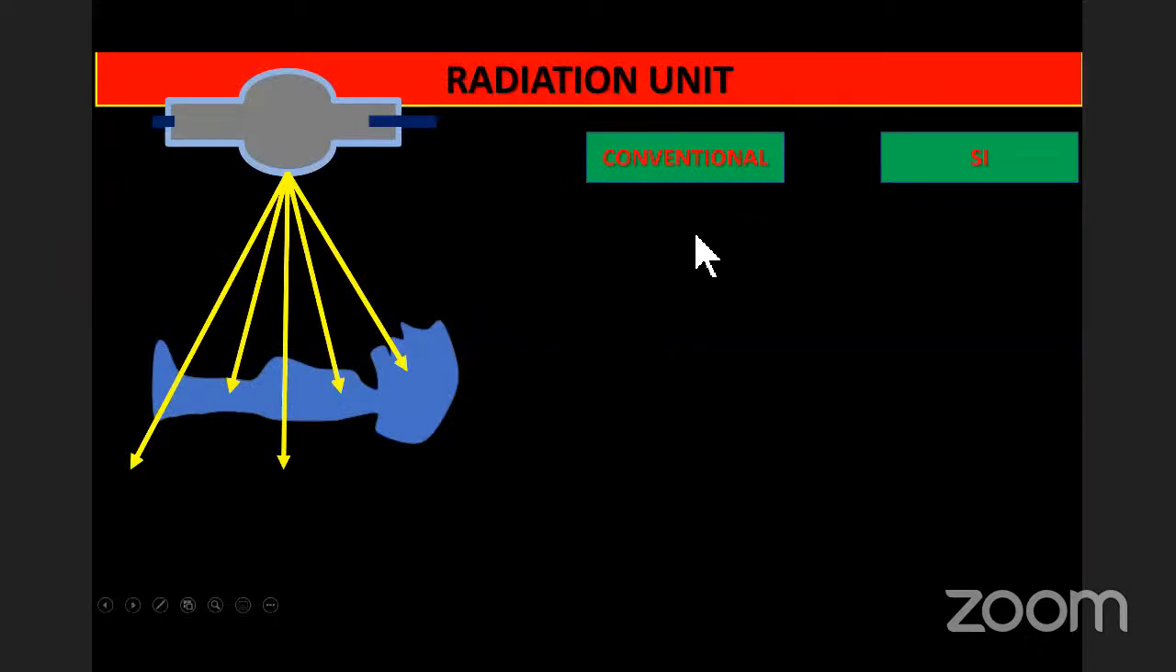Okay, so now we will discuss some radiation units. This is a very important part. These are not interesting points, but a lot of questions come from this for your NEET. Okay, so what are the radiation units?